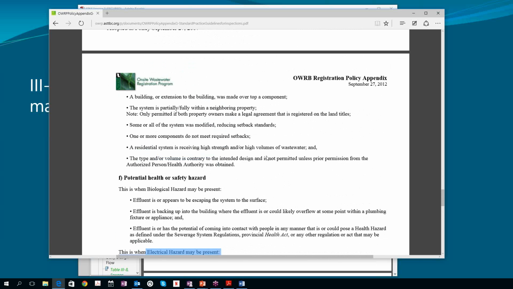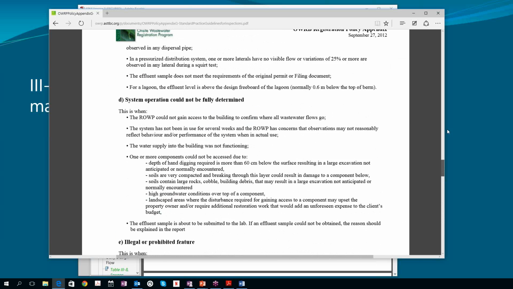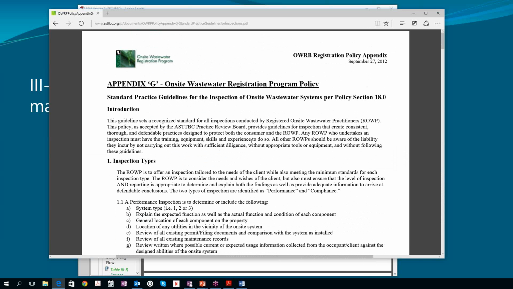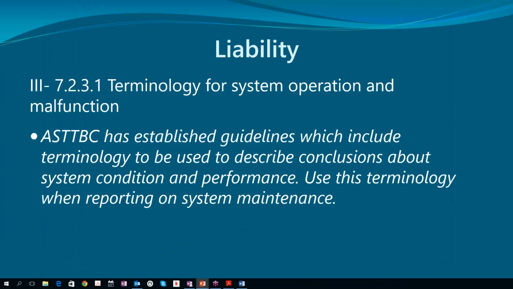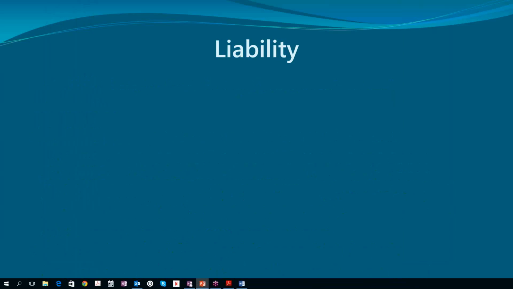So that's the terminology we were talking about that now needs to appear in our reports of maintenance. And that's a huge change. It's a big change in the SPM. There it is. My slide just repeats it. We got to use that terminology.